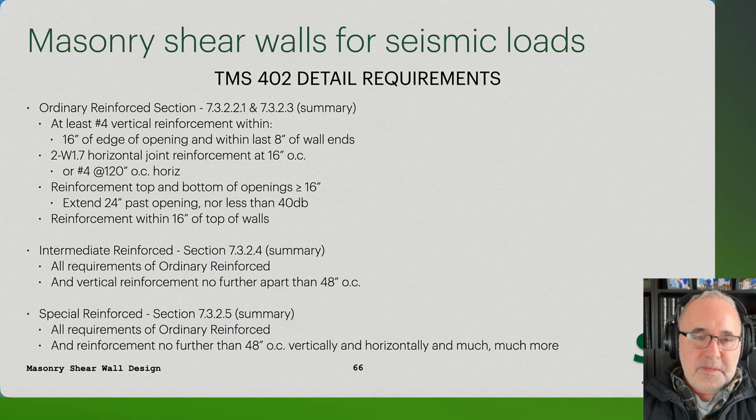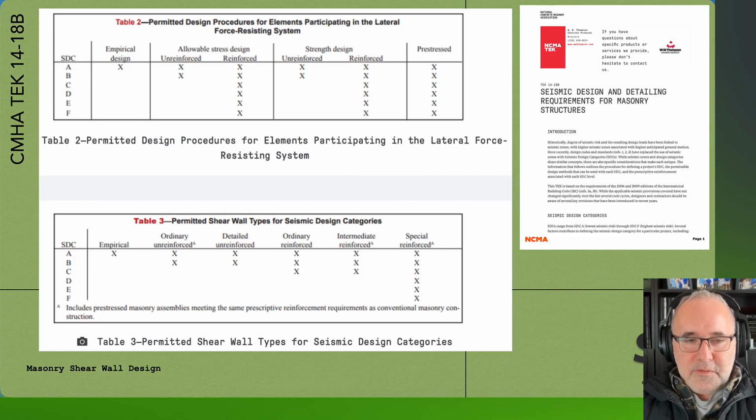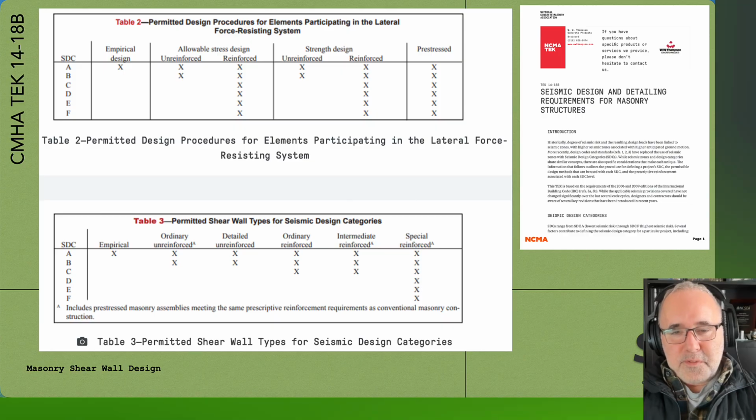If we have an ordinary reinforced, an intermediate reinforced, or a specially reinforced shear wall element, we do have different areas where those different elements can be utilized. And I think this CMHA Tech Guide 14-18B, it's a little bit dated, but it still has some really good information on where the different types of walls can be used, the ordinary detailed, the ordinary reinforced, or the intermediate, in which seismic design categories, and where you need to use specially reinforced and how that can be utilized.